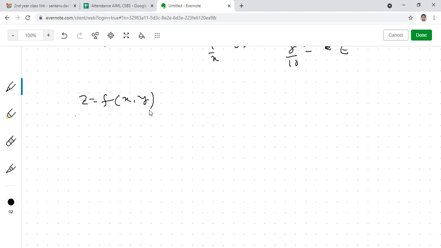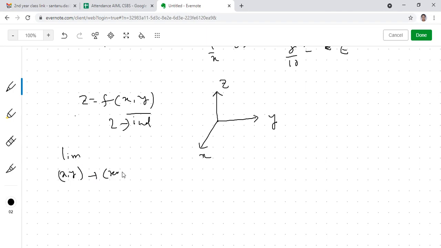So here the independent variable is not one; there are two independent variables. So here, how can we evaluate the limit? Let's say this is the x-axis, this is the y-axis, and this is the z-axis. Here we need to check the limit of f(x, y) at the point (x0, y0). We need to check whether this exists or not.